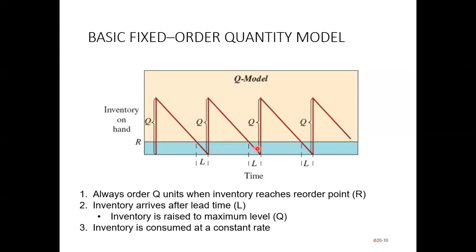So it keeps on being used, falls to almost zero or zero, then again the Q units come to the warehouse or the store, and again the inventory becomes Q units. So you always order Q units when inventory reaches the reorder point. Inventory arrives after lead time, inventory is raised to the maximum level Q, and one of the assumptions is that the inventory is consumed at a constant rate.